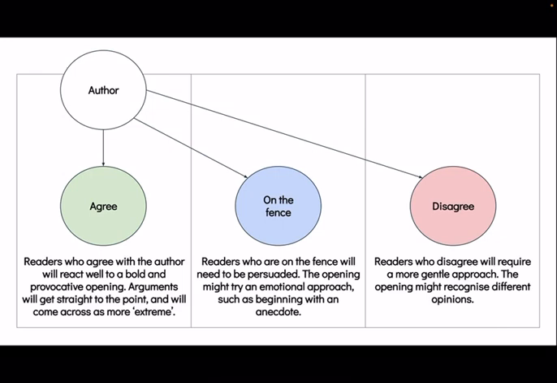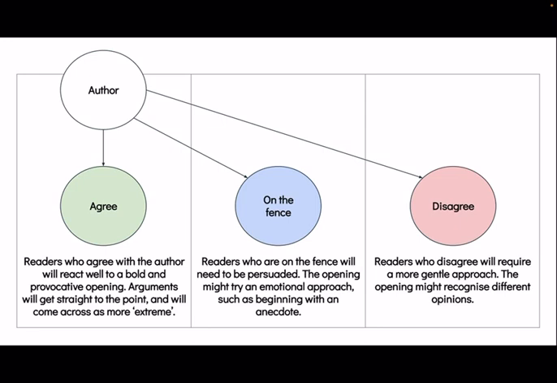Okay, so there are three different types of audiences that you can have, and they vary in the ways in which they are exposed to the contention or exposed to the issue, and how much they're likely to agree or disagree with the author. So, for example, if an author is writing a piece that's intended for an audience that already agrees with them, they're more likely to react well to a bold and provocative opening. Arguments in a piece like this will get straight to the point and will come across as more extreme because audiences who already agree with that topic are not going to be offended by that.